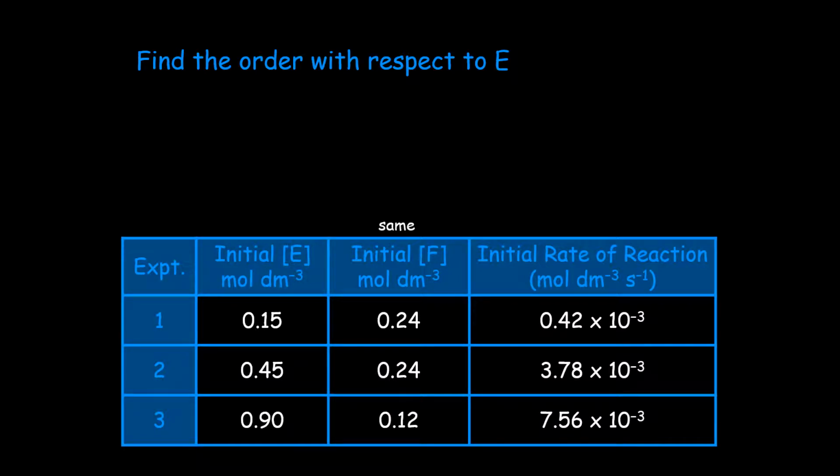So we're going to keep F the same and change E. So we're looking at experiments 1 and 2. We're multiplying that by 3, and the rate is increasing by 9 times, so therefore it's going to be 3 to the power of 2. So it's second order.